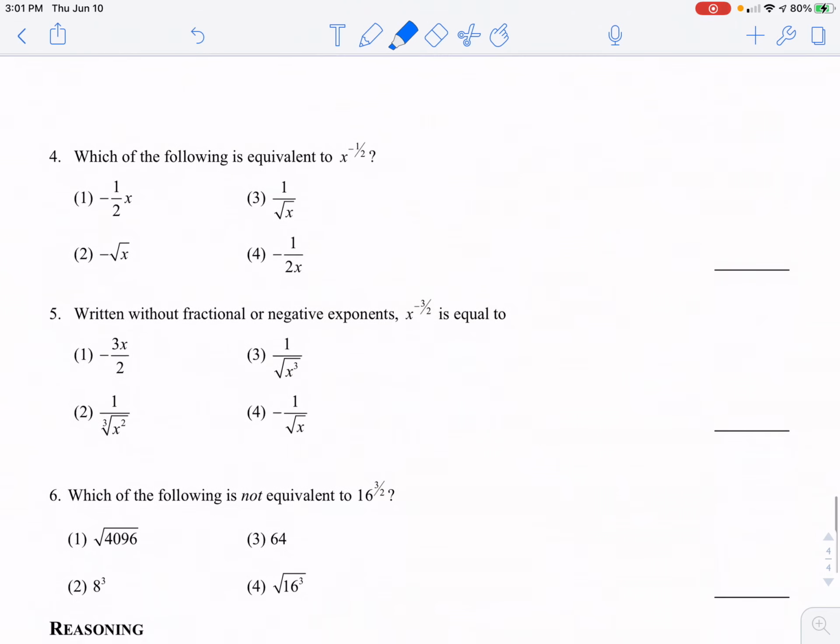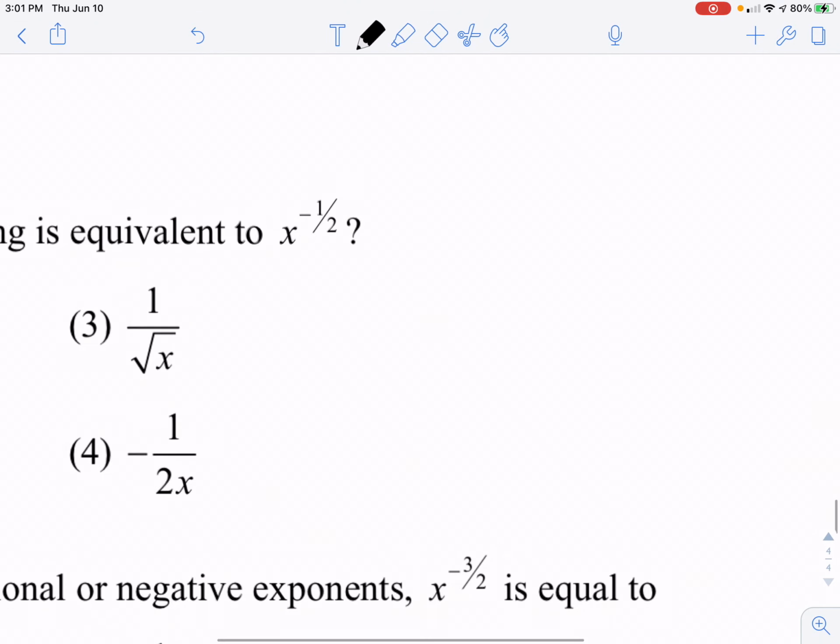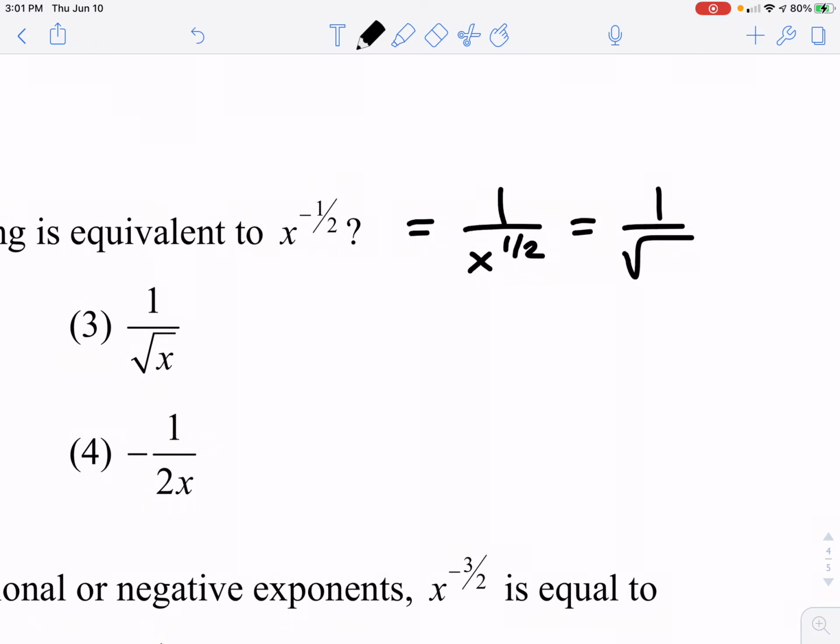Number 4. Which of the following is equivalent to x to the negative 1/2? Well, x to the negative 1 half is 1 over x to the positive 1 half. And if we write that as a root, that's 1 over the square root of x.